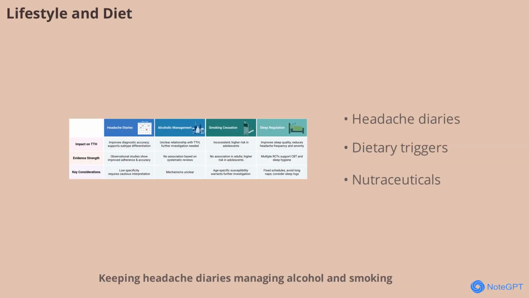Lifestyle management is a cornerstone of TTH prevention and treatment. Keeping headache diaries, managing alcohol and smoking, and maintaining regular sleep patterns are key strategies. Dietary factors such as avoiding certain triggers like processed foods, alcohol, and skipping meals can help reduce headache frequency. Nutraceuticals like magnesium, vitamin B12, and niacin have shown potential benefits, though more research is needed. Encouraging healthy habits, stress reduction, and social support can significantly improve outcomes and reduce reliance on medication.